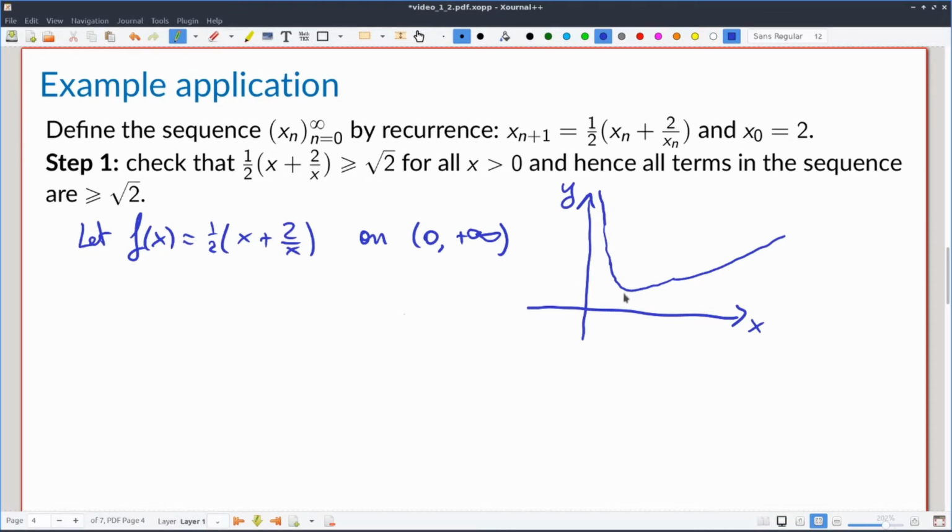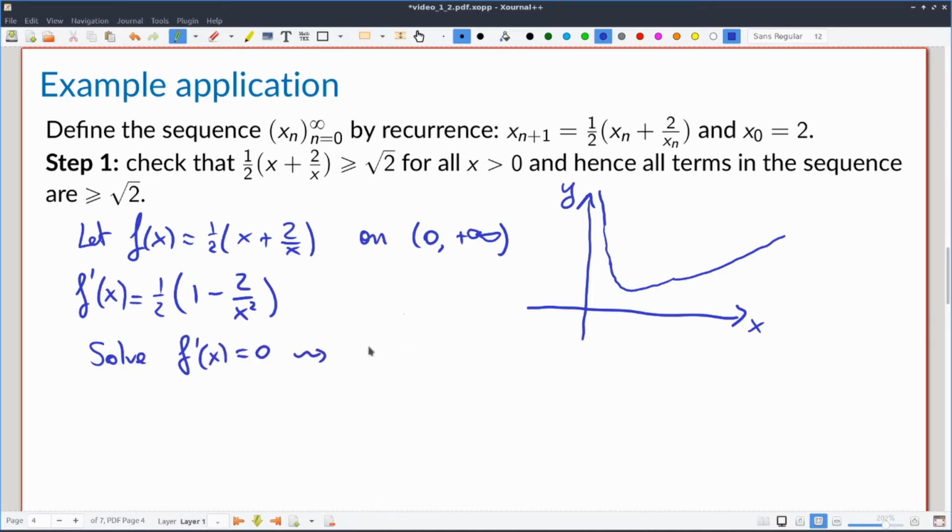So we see that there's going to be a critical point, maybe more than one, but there's going to be at least one critical point, and the minimum, if it exists, will be at a critical point. So let's find a critical point. Let's say f prime of x, well, that's the derivative of this thing. We get 1/2, and then here we're going to get 1 minus 2 over x squared. And when we solve f prime of x equals 0, we get 0 equals 1/2 times 1 minus 2 over x squared.